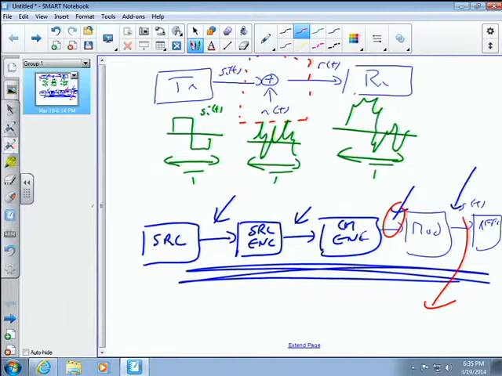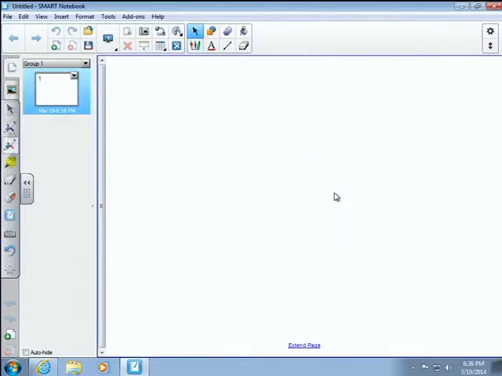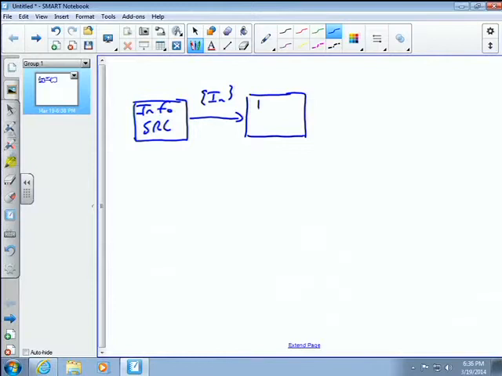Now, let's look at this from a different perspective. We have an information source, and this guy produces information bits or symbols or whatever, samples. What happens is it goes into an impulse modulator.